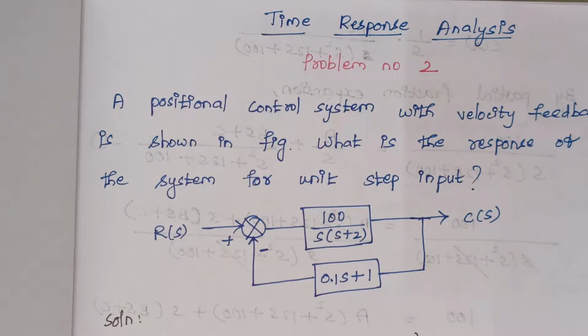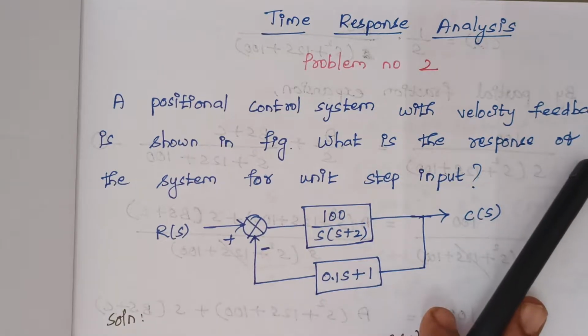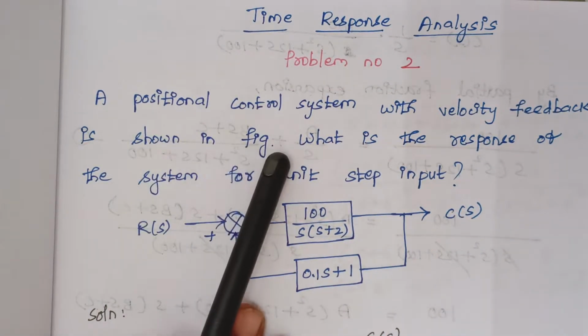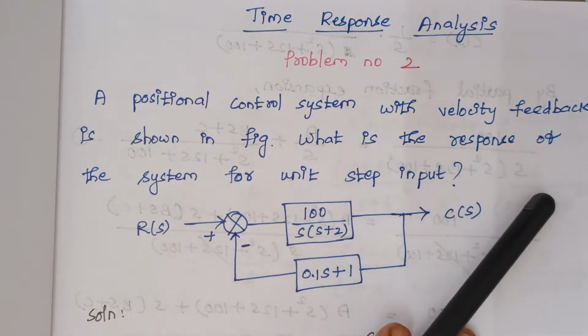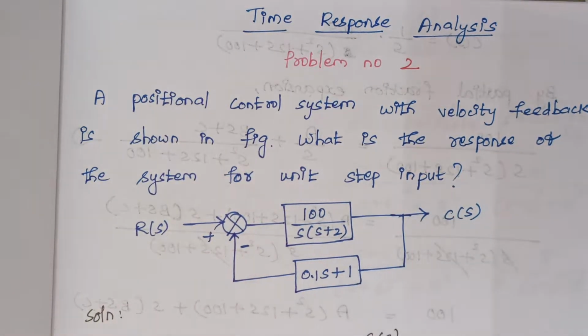Today we are going to solve problem number 2 in the time response analysis chapter. The problem is: a positional control system with velocity feedback is shown in the figure. What is the response of the system for unit step input? So this is our given block diagram.